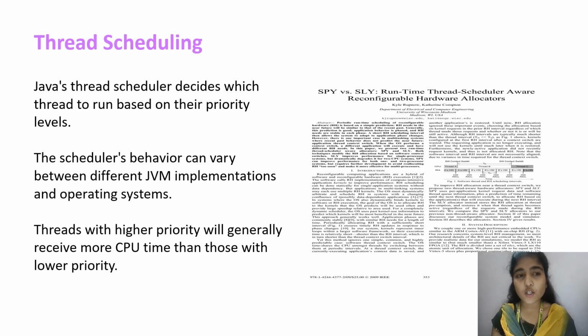Next is thread scheduling. Java's thread scheduler decides which thread to run based on their priority levels. The scheduler's behavior can vary between different JVM implementations and operating systems. Threads with higher priority will generally receive more CPU time than those having lower priority.